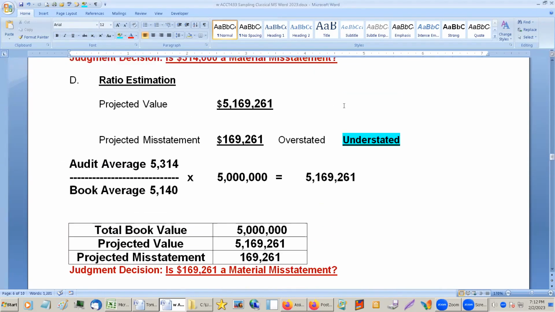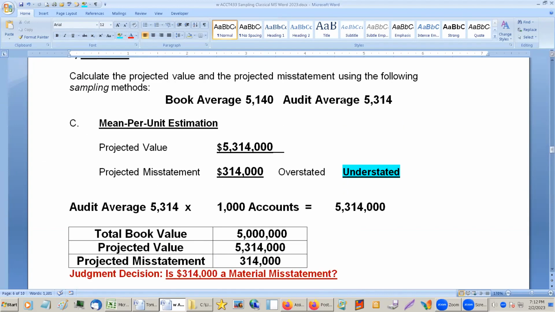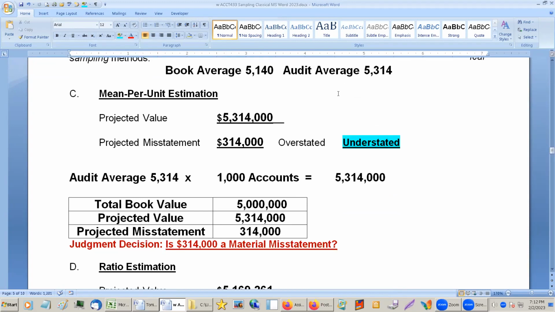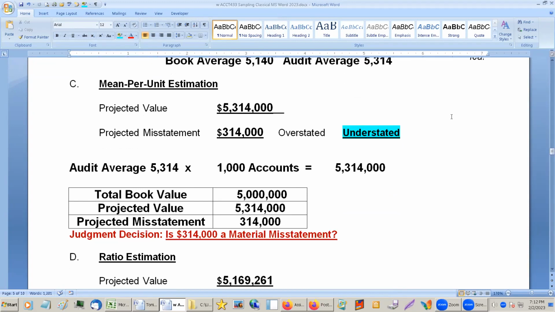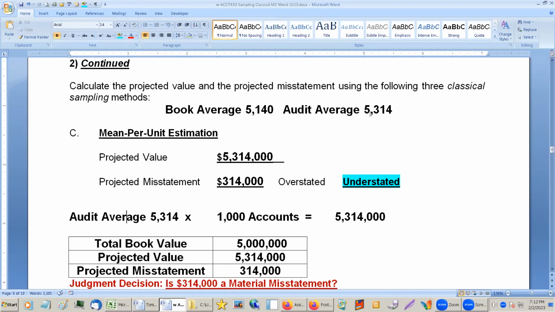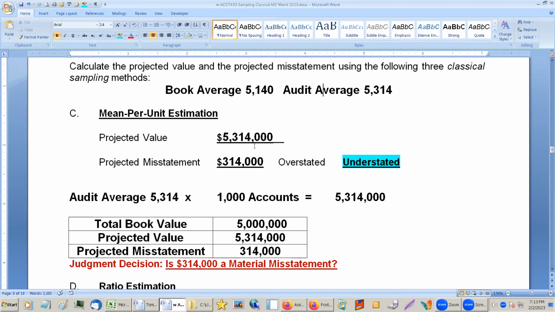Okay, well, first of all, check my numbers. But I think what you should have gotten for each one of them. You'll notice that for this one, the audit average is larger than the book average. For this first one, it doesn't really matter. For the other two, it does. But the audit average is higher, so it looks like they are understating the accounts.